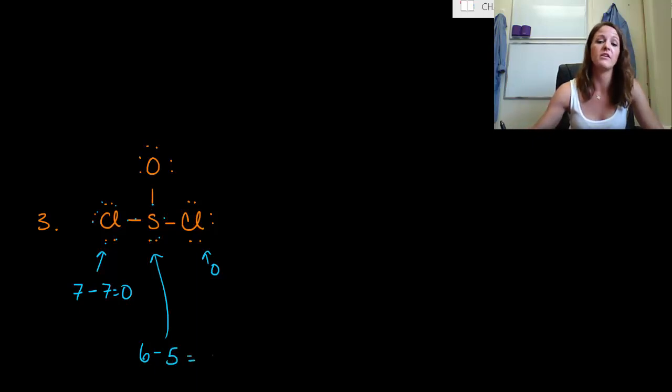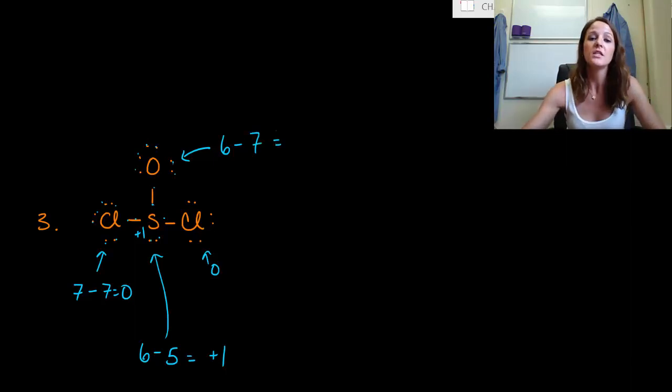So 6 minus 5 gives us an overall charge of +1, so we have a +1 right here on that sulfur. Now we can go to our oxygen right here. Oxygen is in group 6. It's directly above sulfur, so it wants to have 6 valence electrons. This one has 1, 2, 3, 4, 5, 6, 7 valence electrons, so 6 minus 7 gives us an overall charge of -1. So this oxygen has a -1.